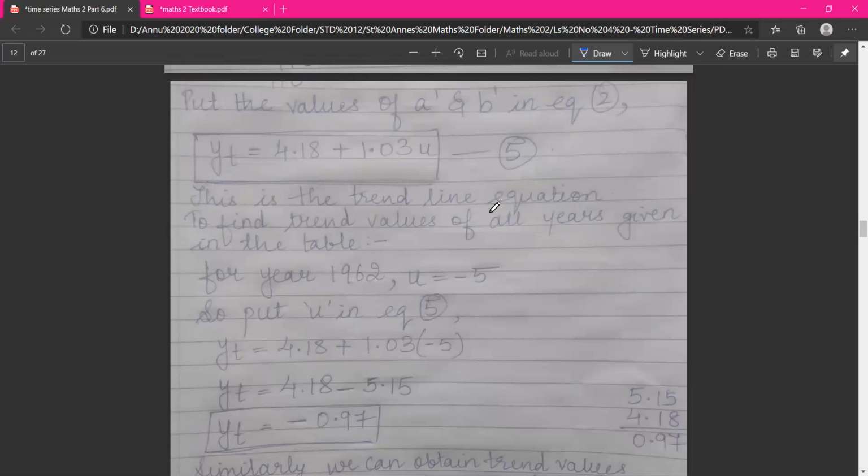So that you will substitute where? In our trend line equation. So now we are putting the values of A dash and B dash in equation number 2, which was our trend line equation.